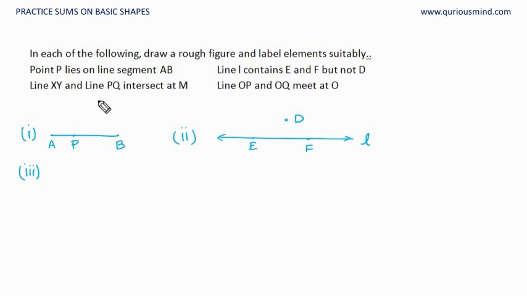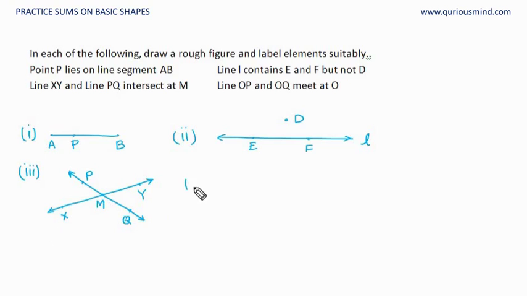The third one is line XY and line PQ intersect at point M. So let's draw two lines. So this is, let's say, line XY, and this is line PQ. So let's give the points P, Q here, X, Y here, and they intersect at point M. So this is my point M.